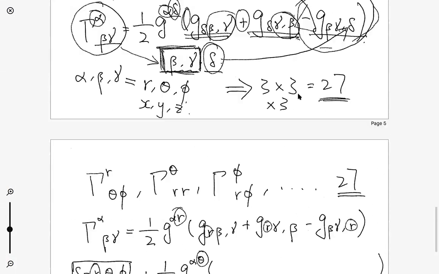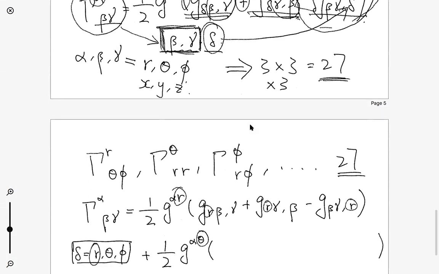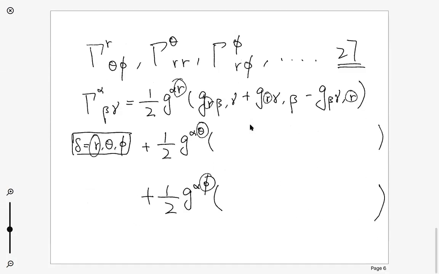Yeah, we have 3 indices, and each index runs over r, theta, and phi, which means there are 3 coordinates. So we have 3 times 3 times 3, 27. Okay, let's come back to the formula here.